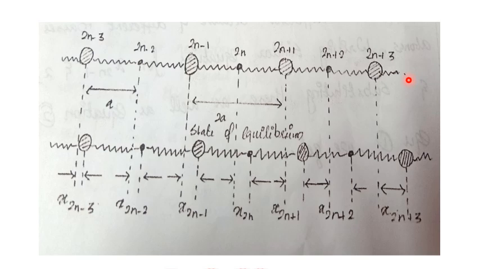When a vibration takes place, this 2n position will change to this position, hence the amplitude will be x2n. In monoatomic it is xn, now in diatomic it is x2n. Similarly it is x2n plus 1, here x2n plus 2, here x2n plus 3, etc. Similarly on the left side, x2n minus 1, x2n minus 2, x2n minus 3, etc.